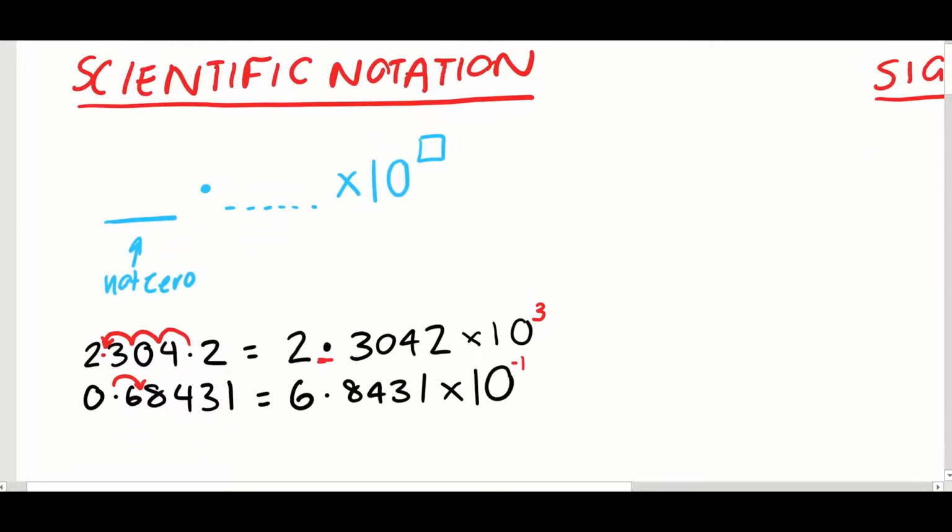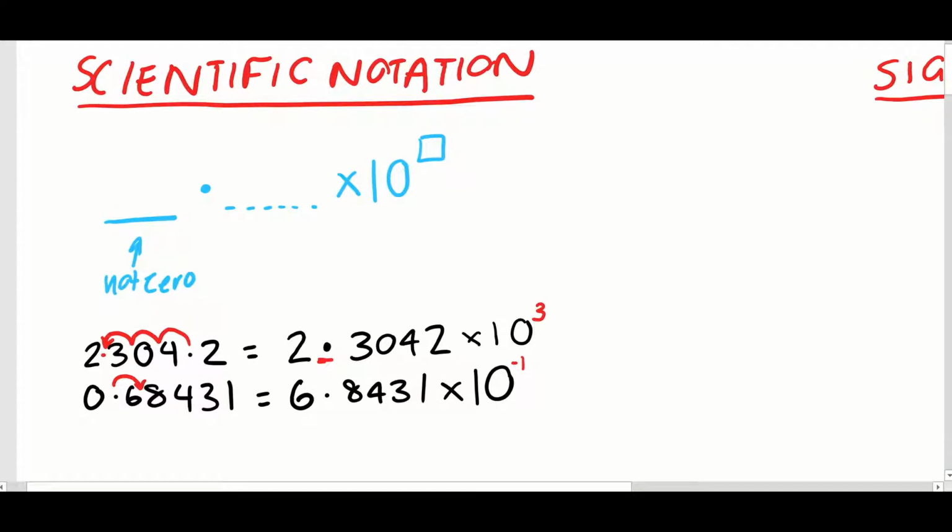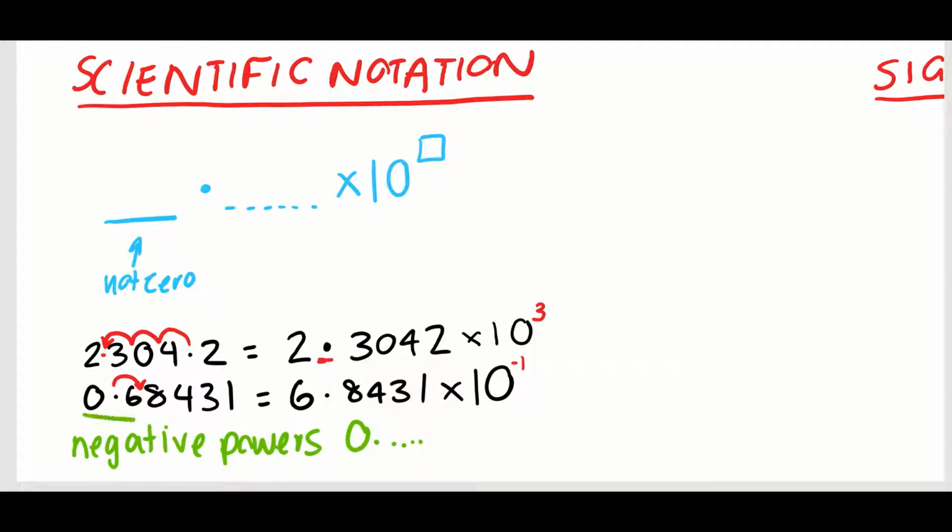Now, I remember being at school and that part would just confuse me. It's like, when are they negative, when are they not? The best way to think of it is the negative powers are when you have 0 point numbers. So anytime there's a 0 point, you're going to jump in the other way, so it's going to be a negative.